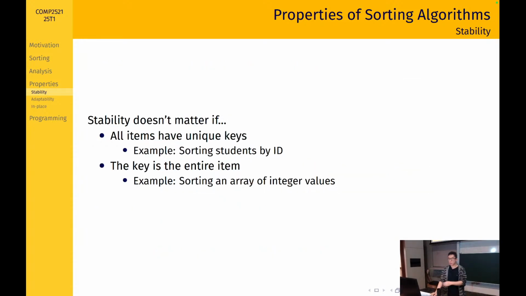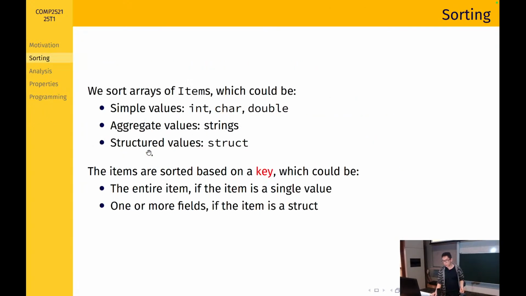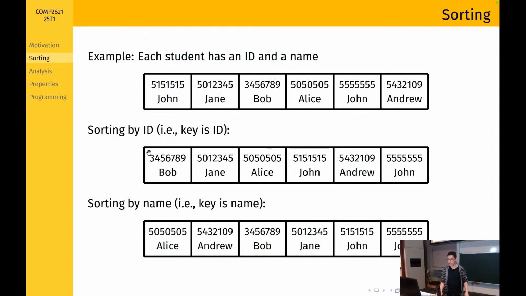But when does stability not matter? First of all, if all the items have unique keys, then it doesn't matter whether the algorithm is stable or not, because there aren't any duplicates that we can switch around. An example of this is sorting students by ZID. We already know that every student has a unique ID, so it doesn't matter whether the algorithm is stable or not.